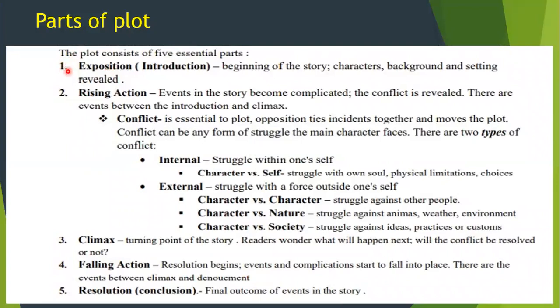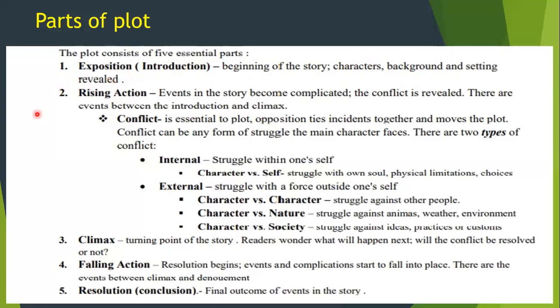The first one is the exposition or introduction, المقدمة. So الجزء الأول من الحبكة هي المقدمة. So at the beginning of the story, we can see characters, background, and setting revealed. وبهذا الجزء من الحبكة نتعرف على الشخصيات، خلفية الصراع والزمان والمكان.